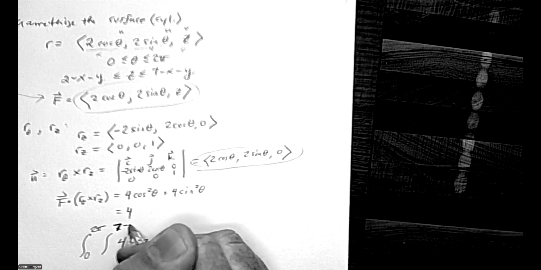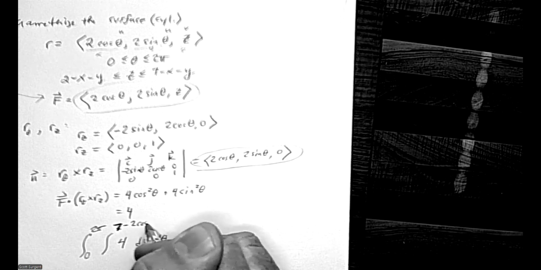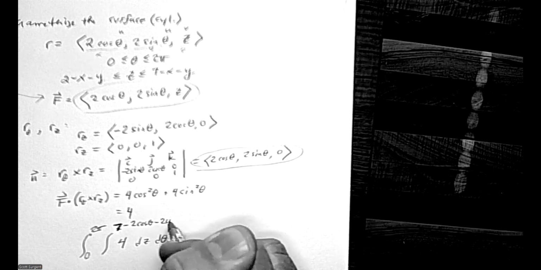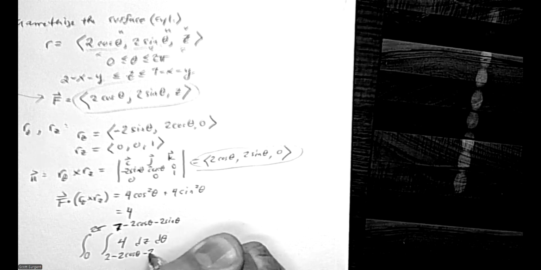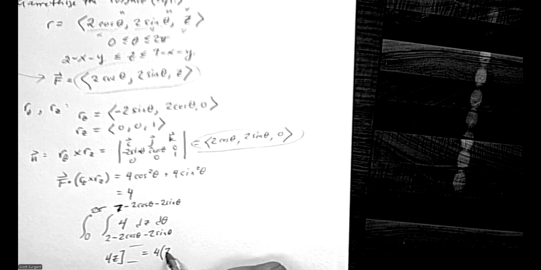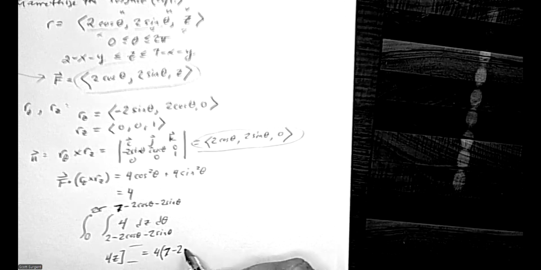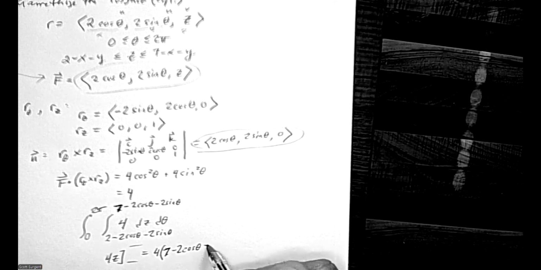But we don't want to write x and y anymore, so we have to take that. So it's going to go 7 minus 2 cos theta minus 2 sine theta. And this will be 2 minus 2 cos theta minus 2 sine theta. And it looks like a mess, but it actually isn't. Here you get 4z, and you plug in the bounds, and I'll show you, you'll see what happens here pretty quick. It's going to simplify pretty nice.